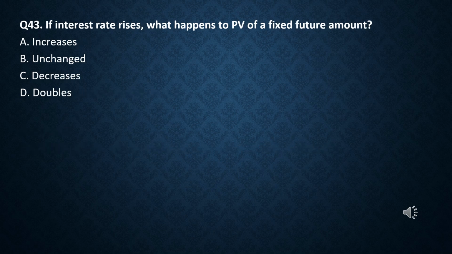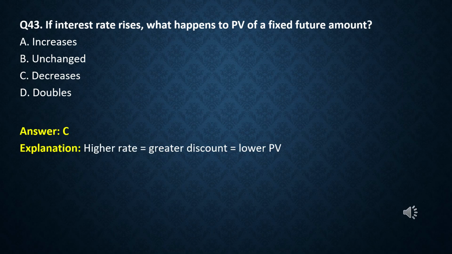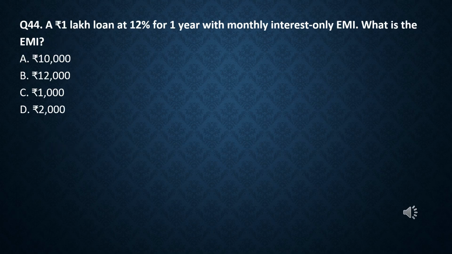Next question. If interest rate rises, what happens to PV of a fixed future amount? Option A increases, option B unchanged, option C decreases, and option D doubles. Correct answer is option C decreases.